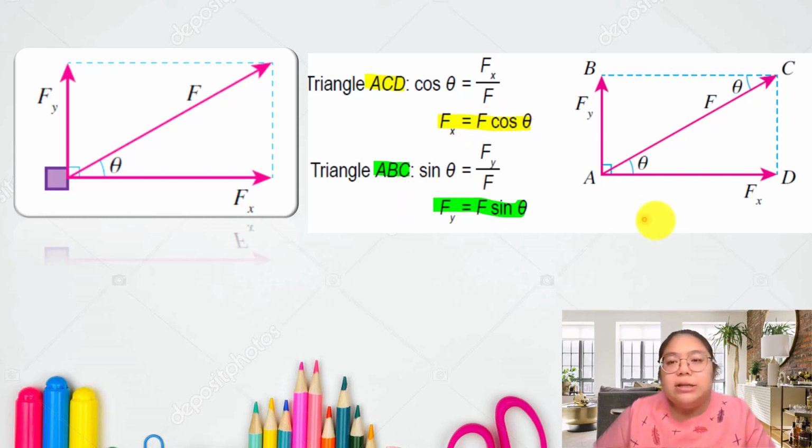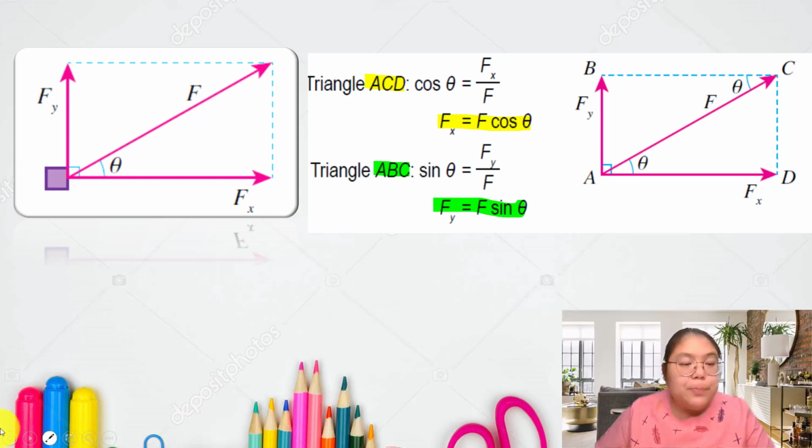Another situation is triangle ABC. In ABC, if I want to find the vertical component Fy, we need to use sine theta. Sine theta is the opposite over the resultant force. So if you want to find Fy, then it is F sine theta. This is the trigonometry you learned before in your mathematics.